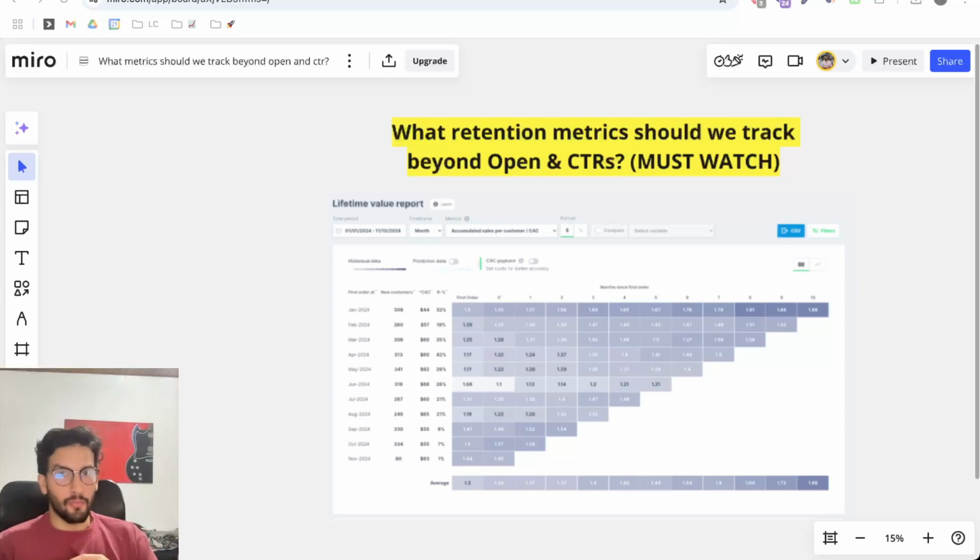And that's why I'm super excited, because today I'm going to cover what retention metrics you should track as an e-commerce brand beyond open and click rates. All right, so with that being said, let me dive right into it.